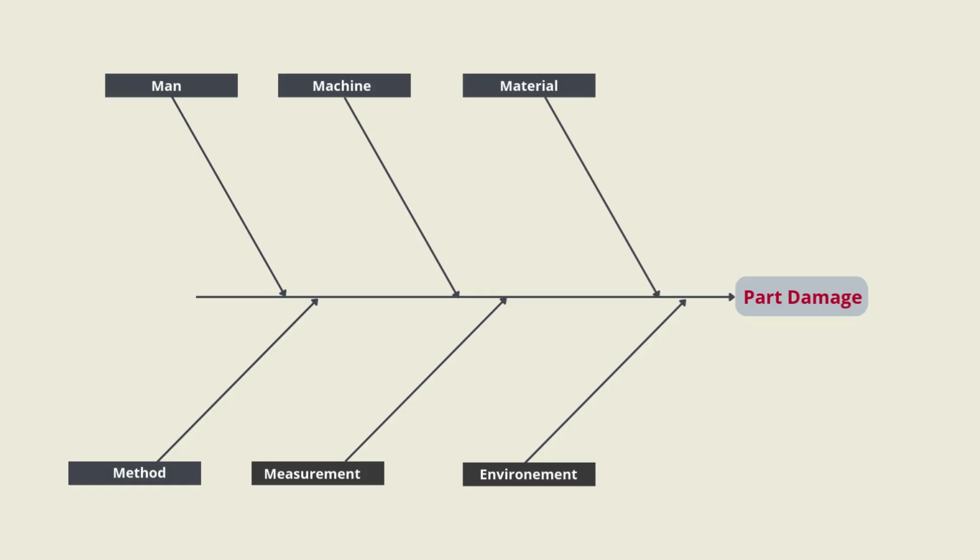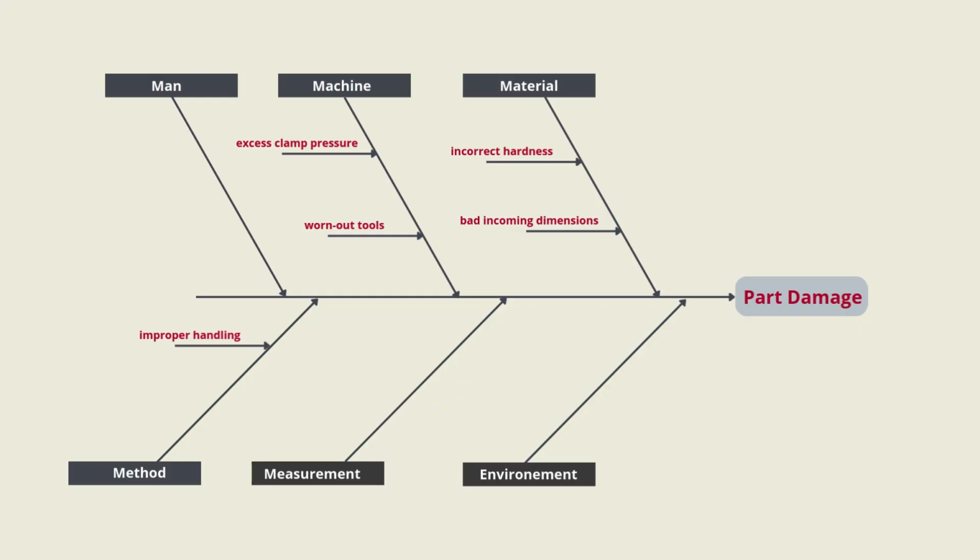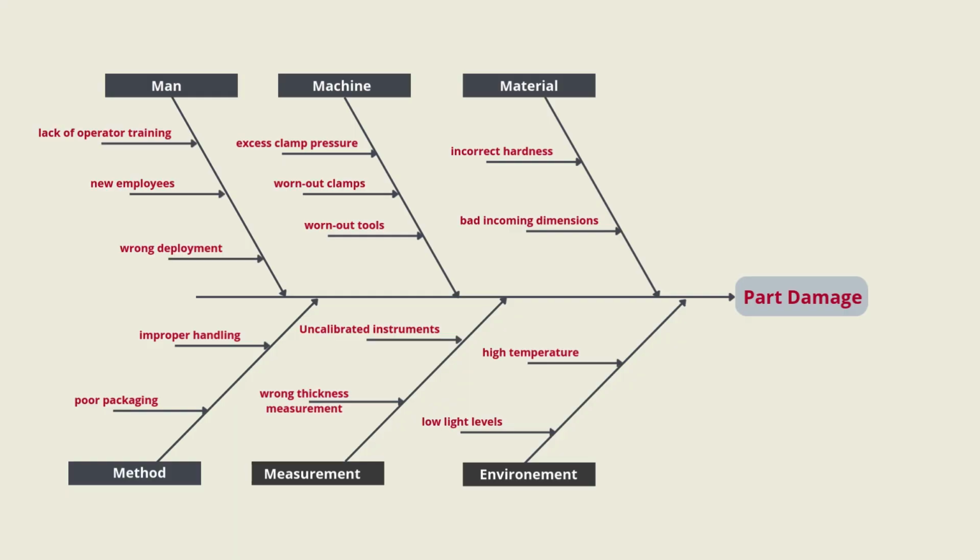Under machine, you might note excess clamp pressure or worn-out tools. Under material, maybe incorrect hardness or bad incoming dimensions. Under method, perhaps improper handling or poor packaging. By the time the team finishes brainstorming, the diagram looks like a full fish skeleton with all potential causes.